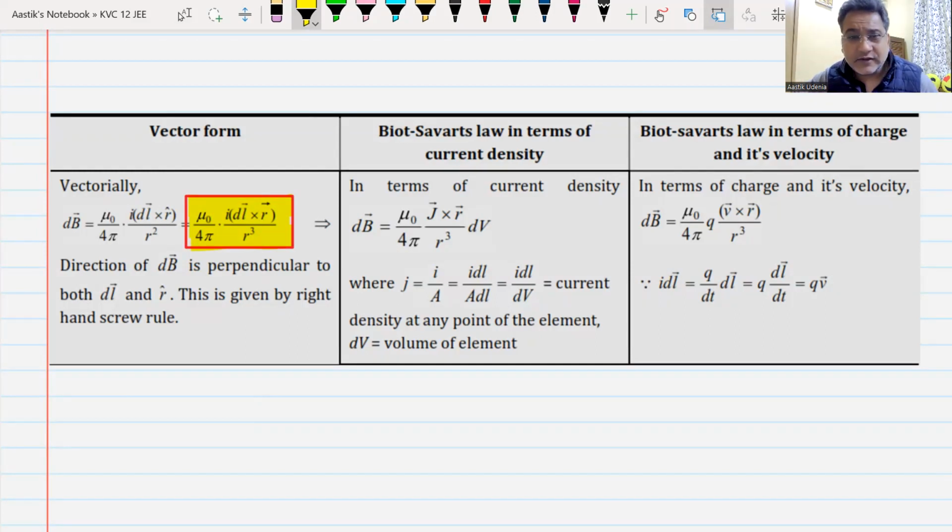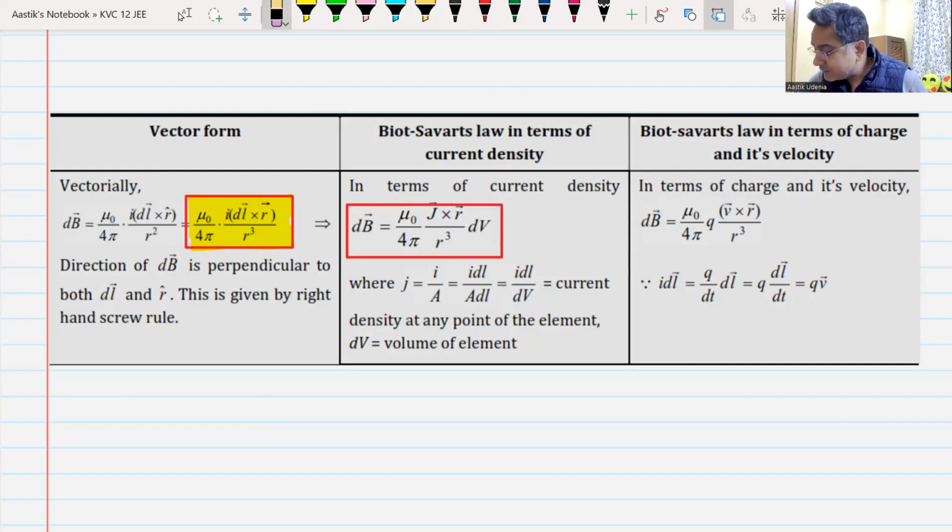Now the same formula for a current carrying element or a current carrying segment can be written in the form of J vector, and if you remember, this J vector is your current density vector. Do you remember current density vector? Yes, sir. The same formula, if it is written in terms of current density vector, I think I had not told you this formula. This is the formula when the same formula is written in terms of current density vector.